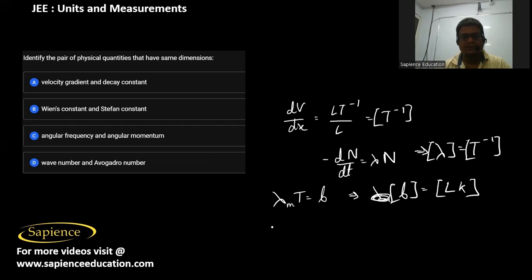And Stefan's constant is intensity, that is sigma A T power 4. So obviously it will not be the same. The dimensional formula for sigma, which is Stefan's constant, that is the intensity, that is equal to sigma A T power 4.